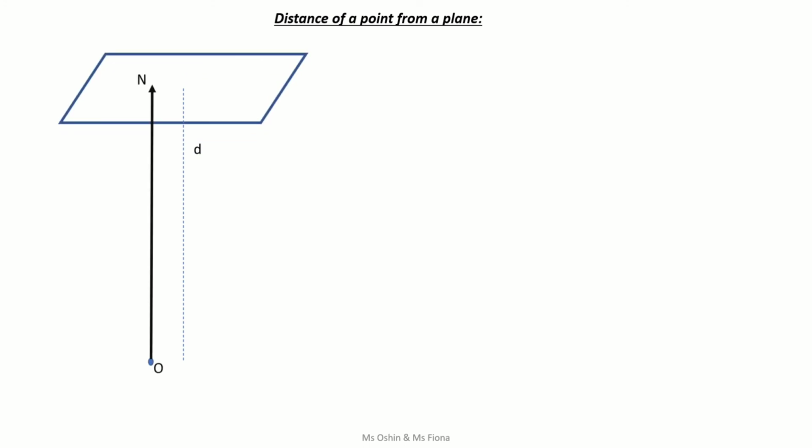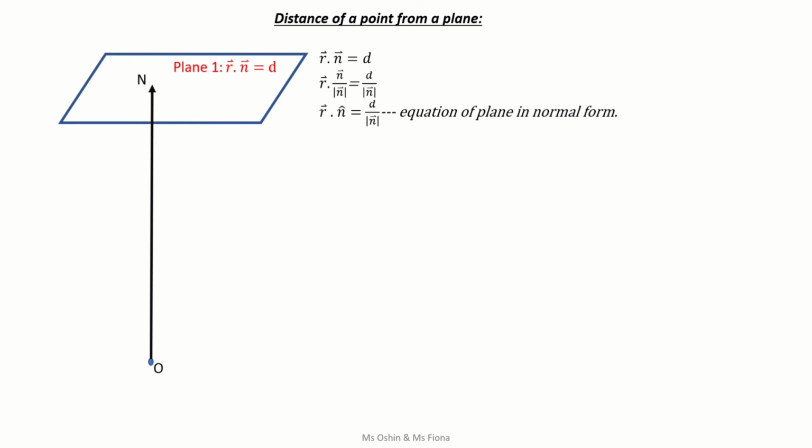Distance of a point from a plane. Consider a plane P1 with the equation vector r dot vector n is equal to d. Dividing this equation on both sides by magnitude of vector n, we obtain vector r dot n cap is equal to d by magnitude of vector n, which is the equation of the plane in normal form. This equation implies that the distance of the plane from the origin is d by magnitude of vector n.